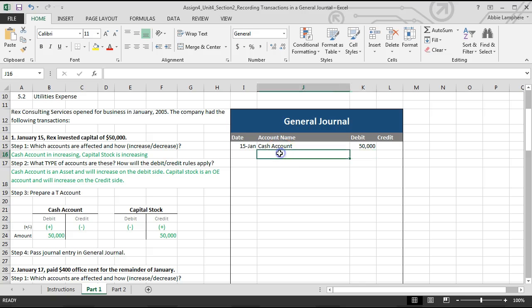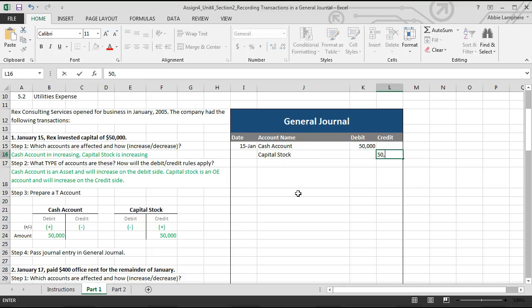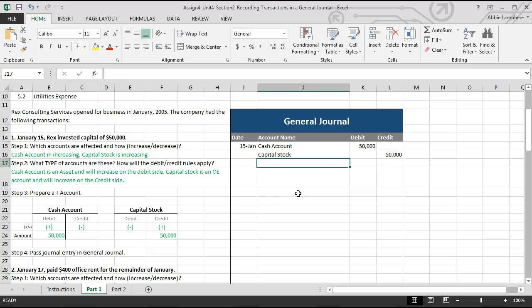And then on my next line is where I put the account that's credited. This is going to be my capital stock account. For this account, I go over to the credit column because I am crediting this account $50,000.